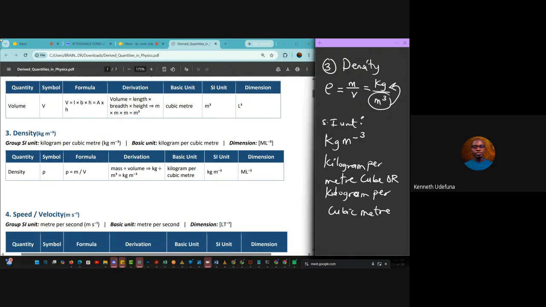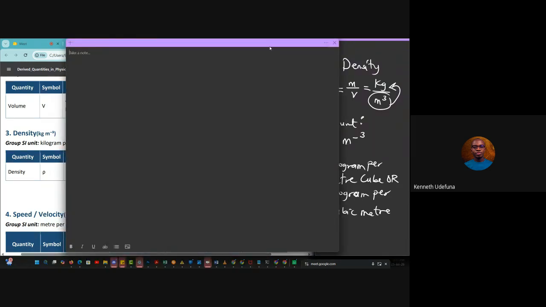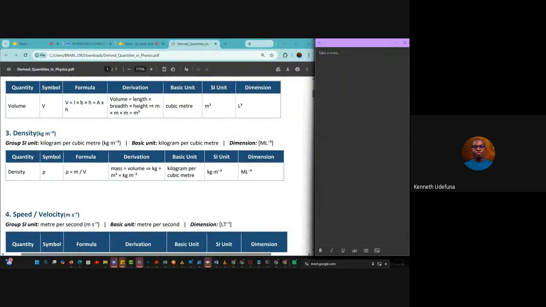So for dimension, assuming you were asked to write the dimension, how will you write the dimension now? Let me give you a quick recap of how to write dimension. Dimension is just an application of your fundamental quantities. Whenever we apply these fundamental quantities, we are talking about your dimension.